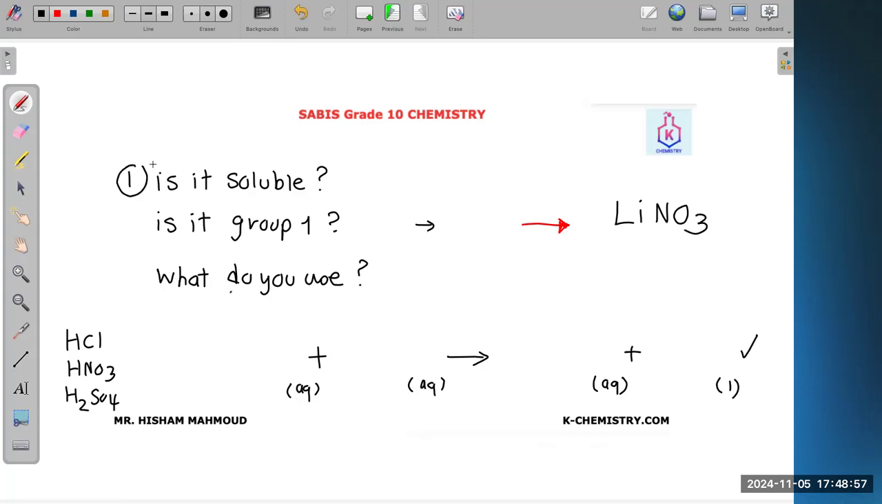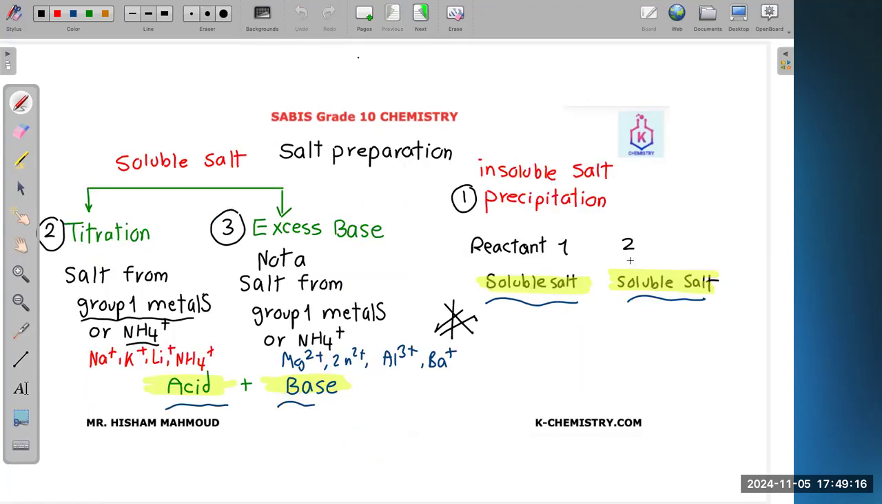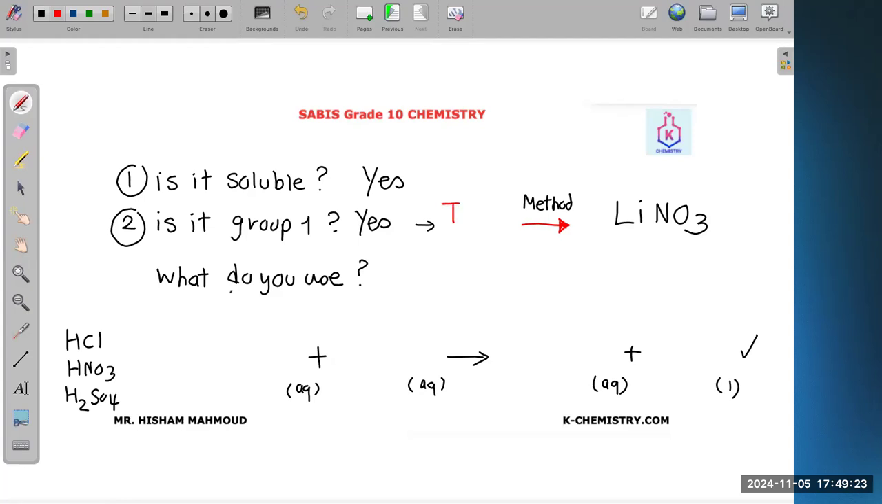Is it soluble? No, it is not. No, it's soluble. Okay, so it is soluble. Is it group 1? Okay, so what is the method used? Precipitation. Okay, precipitation is for which one, soluble or insoluble? No, sorry, not that, titration. So I will use the titration method. And what do you use? Acid and base or two soluble salts? Acid and base.